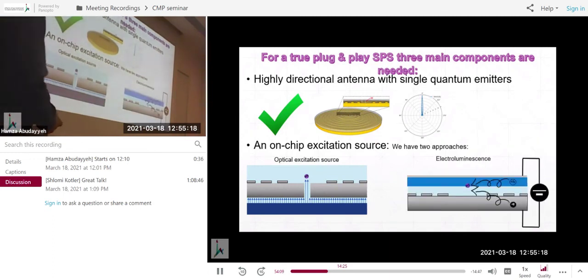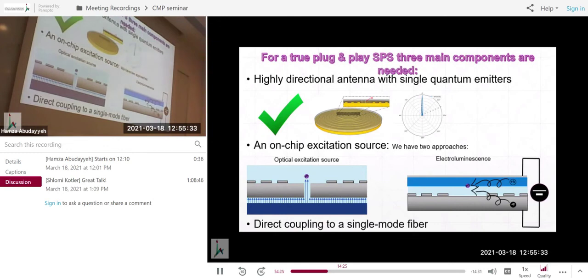Another interesting approach we're thinking about is electroluminescence. So to excite these using electroluminescence, building a single photon LED, which would be a bit difficult, but I think is also very exciting. And finally, once we manage to excite on chip, we can just directly couple to a fiber from the top. Okay, so this is the goal.